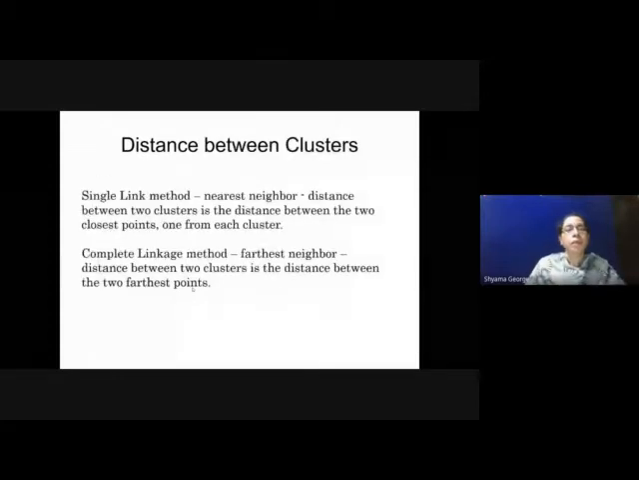Now in the divisive method also we are using distance between clusters. The different measures for finding the distance between clusters begin with the single link method, which is known as the nearest neighbor. Here the distance between two clusters is the distance between the two closest points. And in complete linkage, we find all the pairwise distances and take the maximum, that is the distance between the farthest neighbor. The distance between two clusters is the distance between the two farthest points.